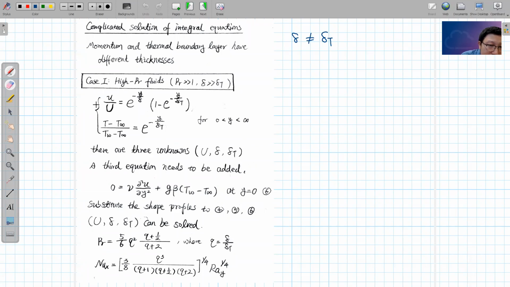So in this case, this is what our textbook uses: the U profile will be equal to an exponential form, e to the minus y over delta, times 1 minus e to the minus y over delta t. Okay, so using this one to represent that double layer shape for the U velocity. And for the temperature profile, it's just exponential to minus y over delta t, just the one direction attenuation. It works from 0 to infinity in y, because it uses the exponential form.